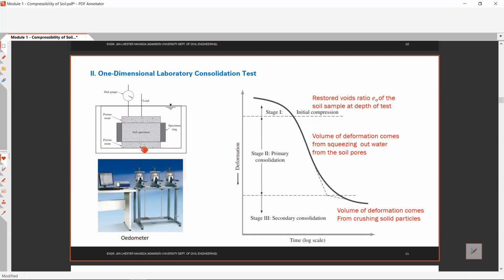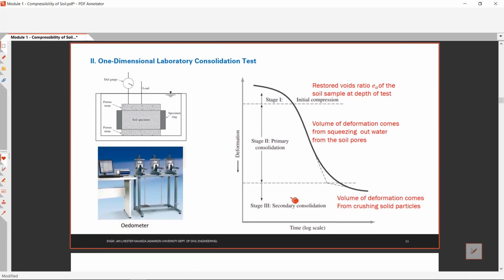Okay, so dadaan siya ng different stages. So, mangyayari dito, yung load na i-apply dito, change gradually, and i-record yung dial gauge. So, stage 1, initial compression, restored voids ratio e sub 0 of the soil sample at the depth of the test. Then, stage 2, yung volume deformation comes from squeezing out the water from the soil pores.